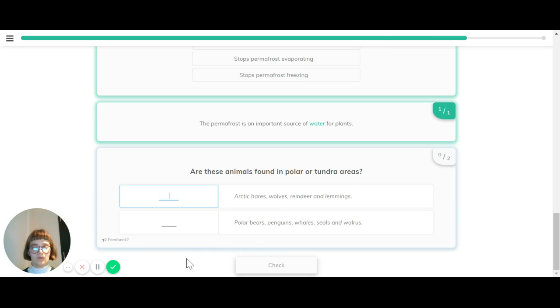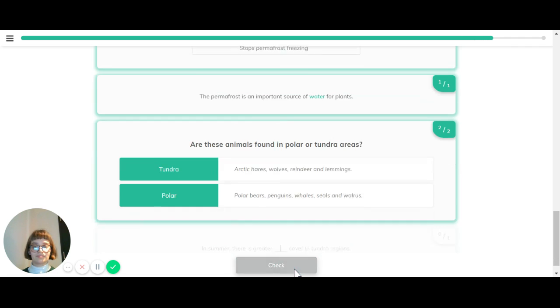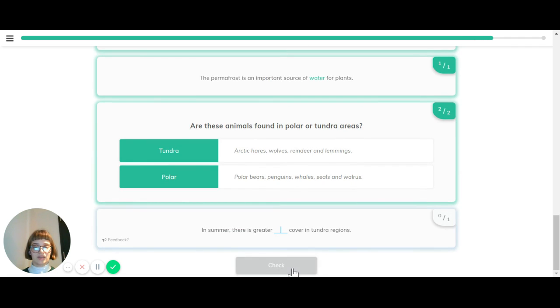Animals are found in polar and tundra regions. So Arctic hares, wolves, reindeer and lemmings. Are they found in polar or in tundra? They're found in tundra because it's very slightly warmer. Polar bears, penguins, whales, seals and walrus are found in polar regions. In summer, there is greater cover of what in polar regions, in tundra regions? Not just greater plant cover.